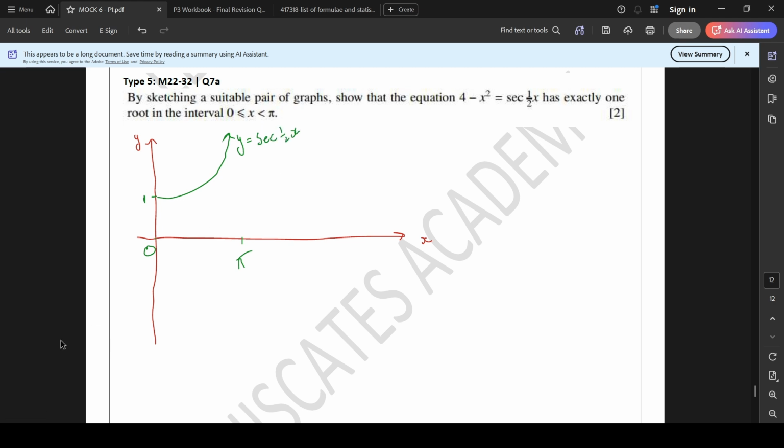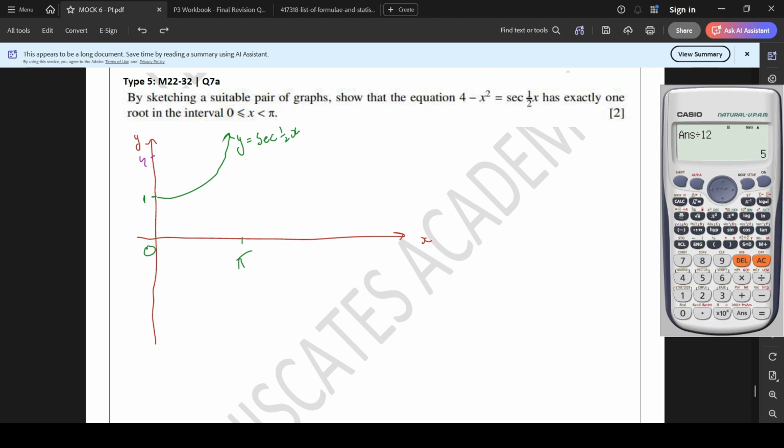Now what about 4 minus x square? I know that 4 minus x square is nothing but the minus x square curve, which is shifted up by 4 units. So it's going to look something like this. At 4 we are going to start and it's going to come down something like this. Let's see what is the value of y when x is equal to pi. So 4 minus pi square is minus 5.869. So let's say this is minus 6, minus 5, minus 4, minus 3, minus 2, minus 1. So it's going to look something like this. Of course, it's a quadratic curve, so it's going to look something like this.